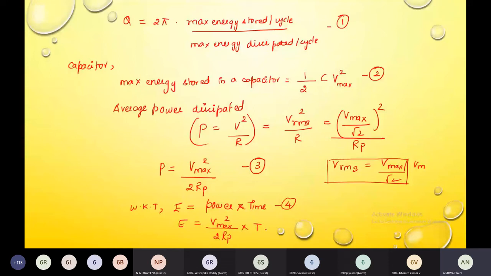So represent your time in terms of frequency. So it is going to be Vmax whole square by 2RP into 1 by F. So take this equation as the fifth equation. So now you found maximum energy stored and maximum energy dissipated. Now substitute your 2 and 5 in 1 and find out what is Q. Represent your frequency in terms of omega and find out the answer.